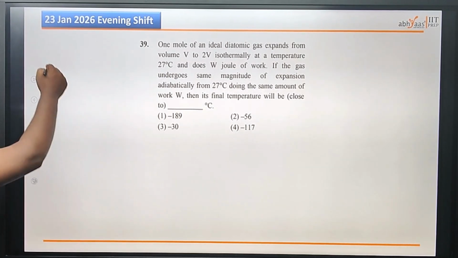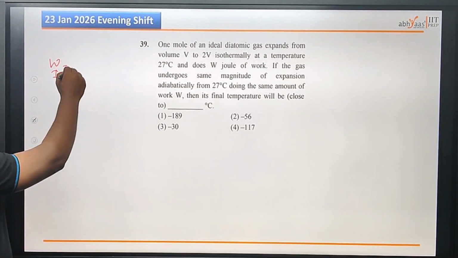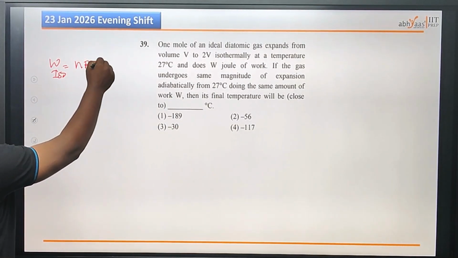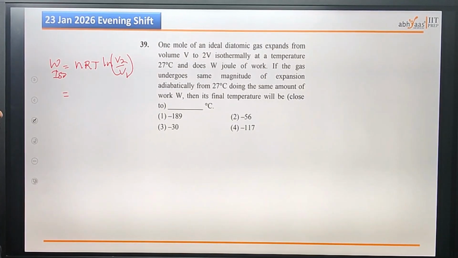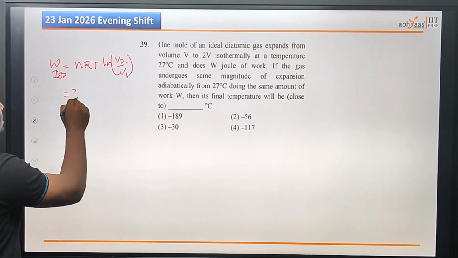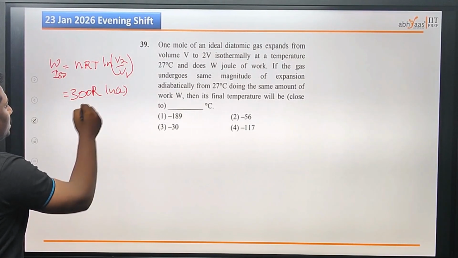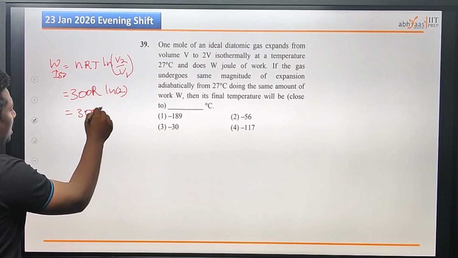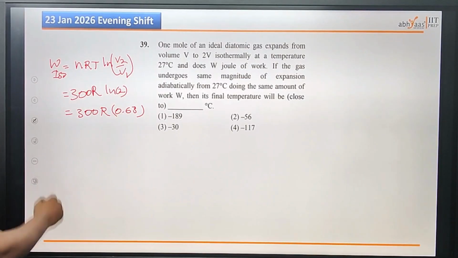So what is the work done in the isothermal process? nRT ln V2 by V1. So n is nothing but 1 mole, that is 1 R. I am not taking R here. And the temperature 27 degrees, that is 300 Kelvin, 300 R. V2 by V1, you will get ln2. ln2 can be written as 300 R into 0.63. This is our isothermal work done.